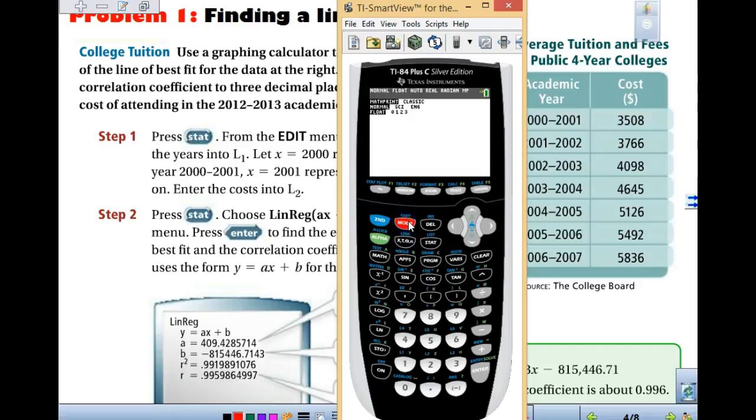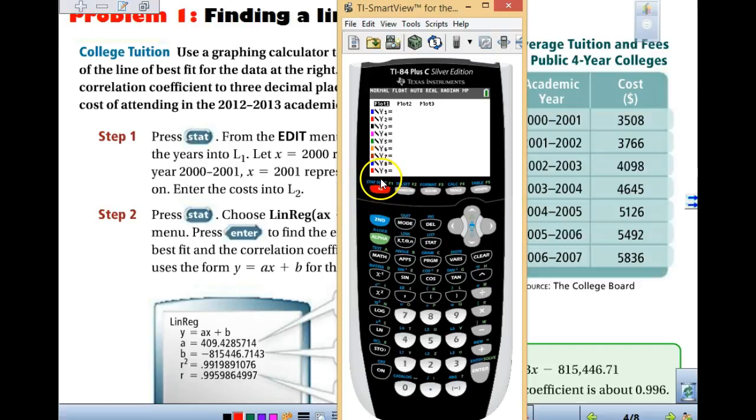If you only hit mode, it gives you a bunch of different things that you can change. We don't want that right now. I want you to hit the second button, and this brings you to what's called the home screen. This is where you type in the numbers and do the problem, okay? I want you to go to the y equals. Hit y equals. You can see it up here.